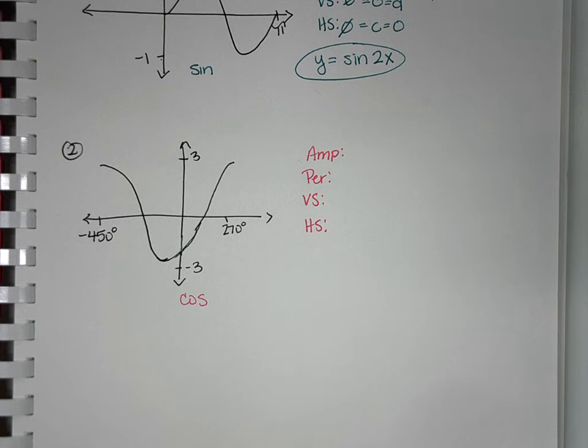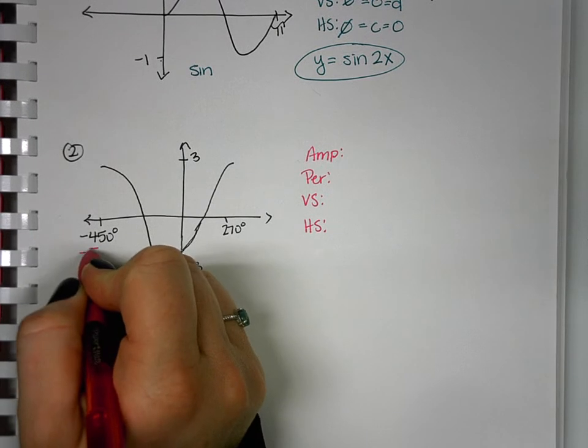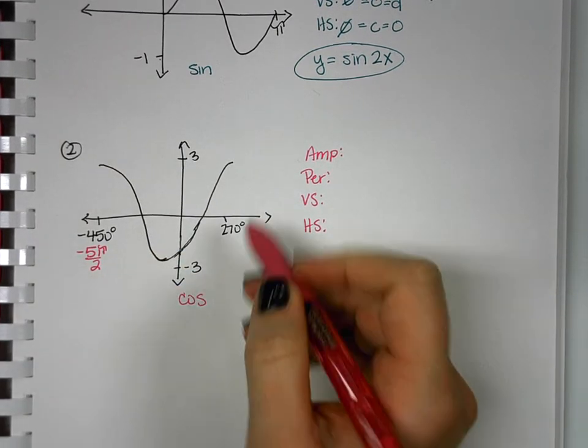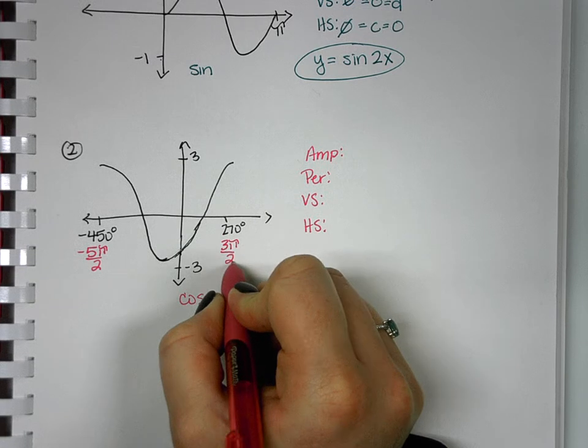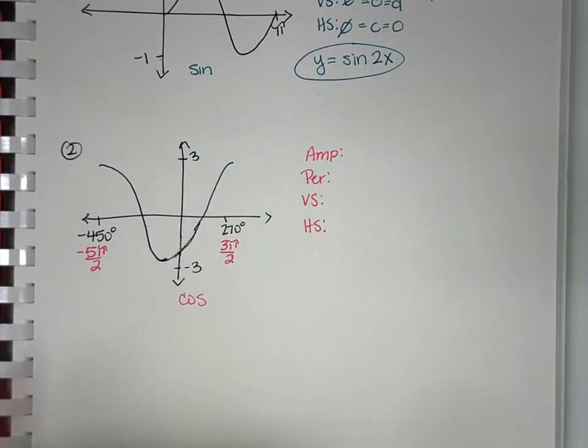Another issue that I see on this one that's a little different is the fact that it's in degrees instead of radians. So if I convert negative 450 degrees into radians, I get negative 5 pi over 2. And same thing with 270, I'll get 3 pi over 2. And the reason it's going to be helpful to have these in radians is when we go to find our period, now everything will have a pi. And plus our period is in radians with being 2 pi.